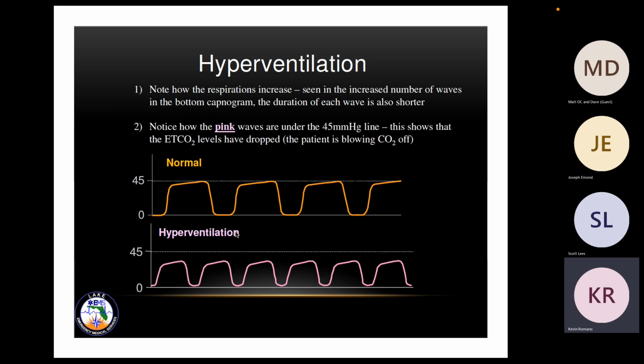Perfect. As you can see here, hyperventilation. So we're going to see that decreased end tidal and then a shorter phase 2. You notice the pink waves are under the 45 line. So maybe you're right around 35, so still maybe normal, but they're ventilating faster, hyperventilation. But the faster they go for a longer period, eventually the numbers are going to start dropping down.